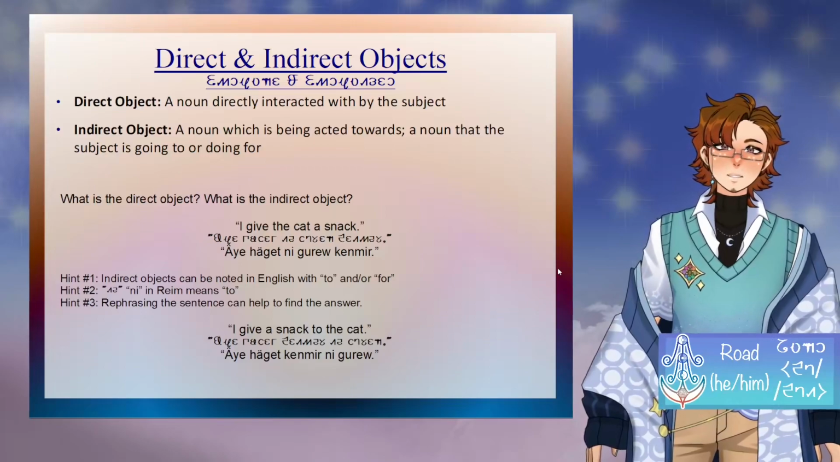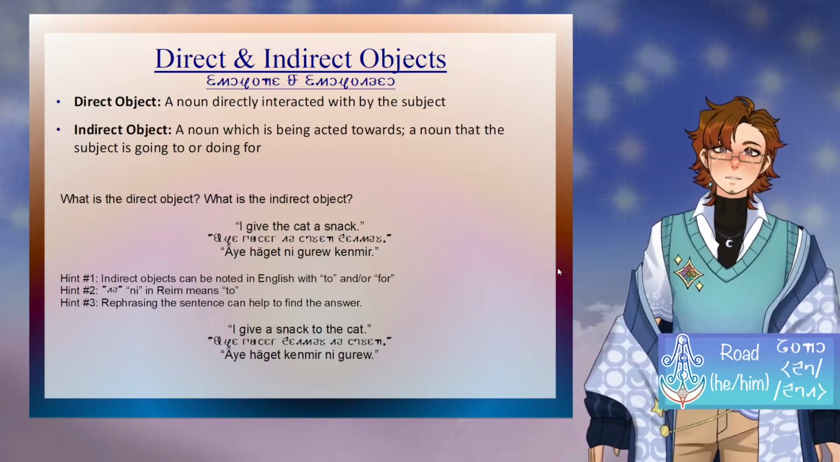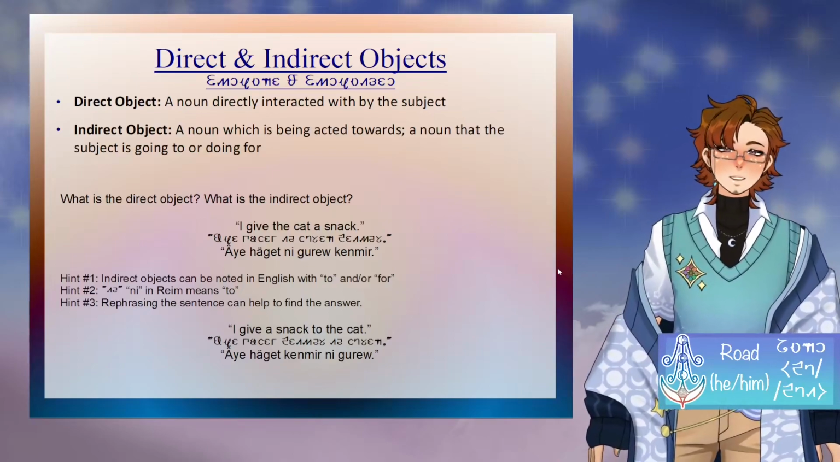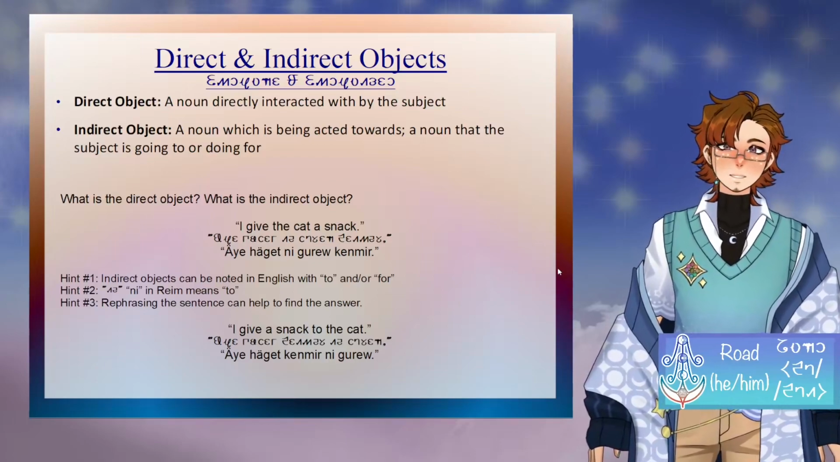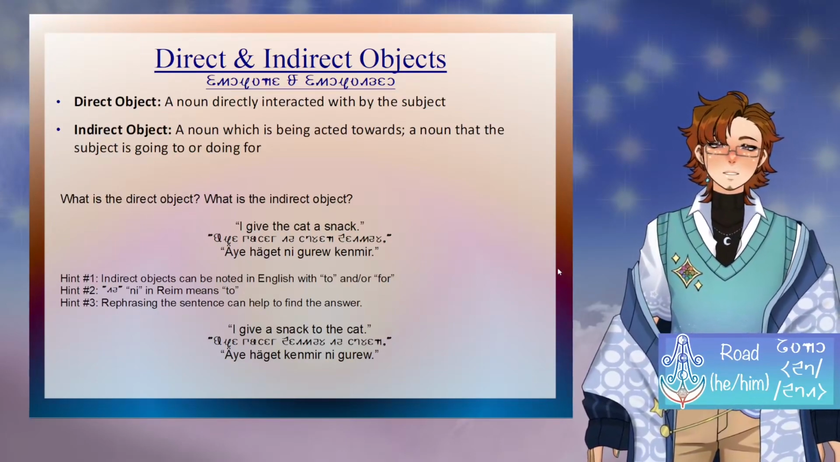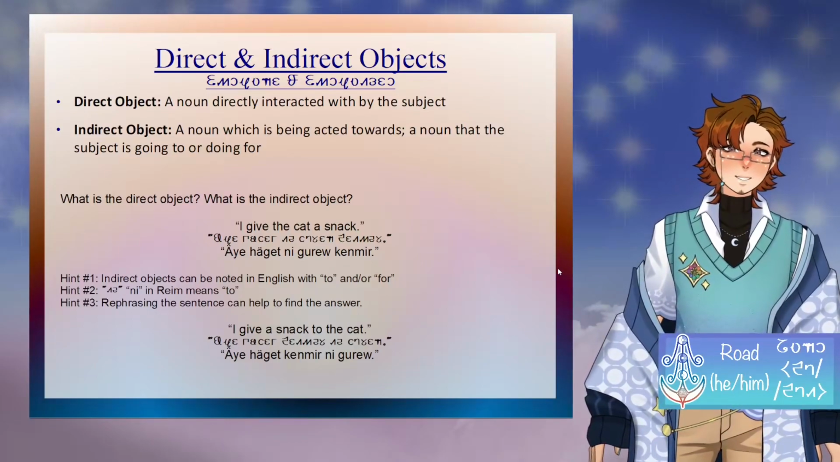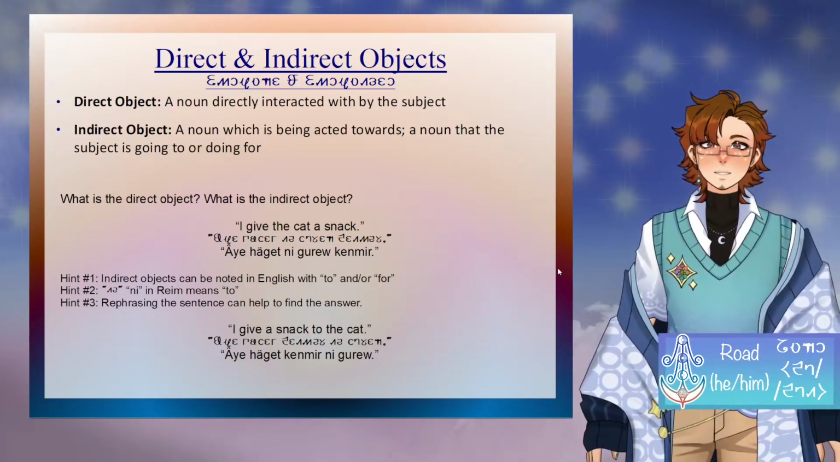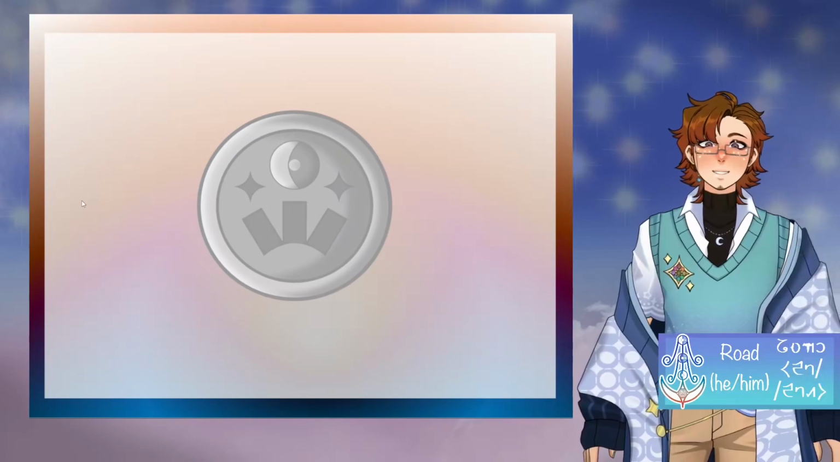Ni gurao. So, aye, that is the nominative. We have the subject. Hage kenmir. Give a snack. The snack, direct object. Ni gurao. To the cat. To the indirect object. And that's it for this video.